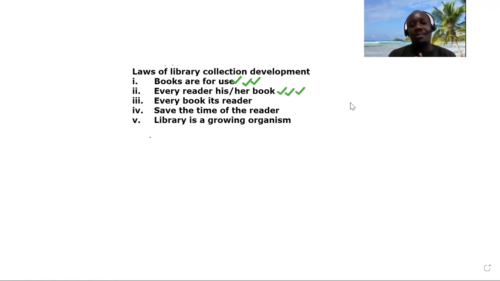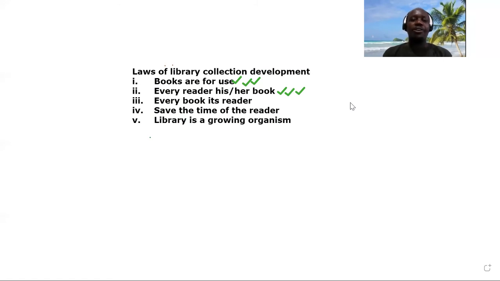And then number 2, every reader his or her own book. When people come to the library, you don't force them to read the books you want them to read. You let them choose their own books to read. And when you're building a collection, make sure you're putting in the library a book for every person. And then every book its reader. So all the books in the library are very important. There's no book in the library that is not important, because a book that a child cannot read, an elder person, a teenager, or a teacher will be able to use.